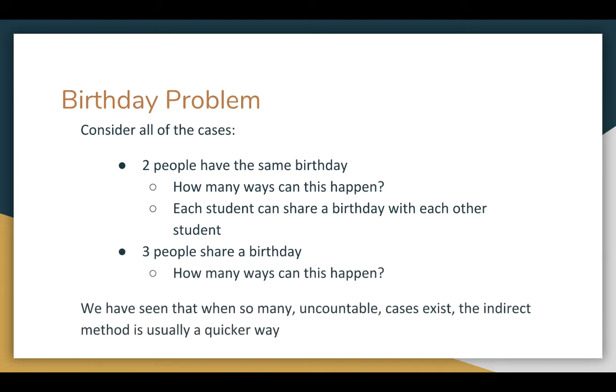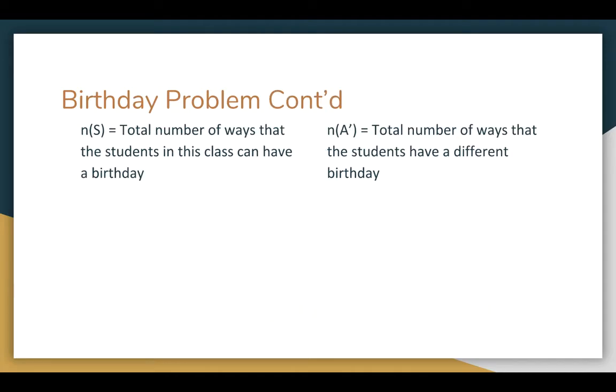And when we notice that there are so many cases that we really can't even count them, and the slot method's not really working, there's always this kind of indirect way that we want to think about. So we can't count the direct cases, like the number of ways people can share a birthday, but we could count the indirect ones.